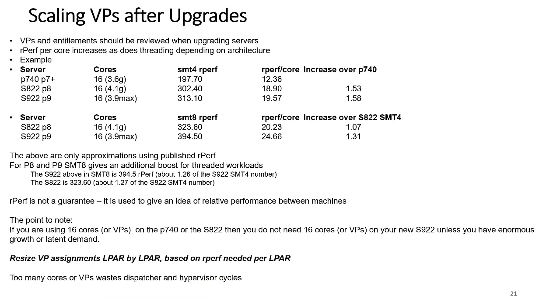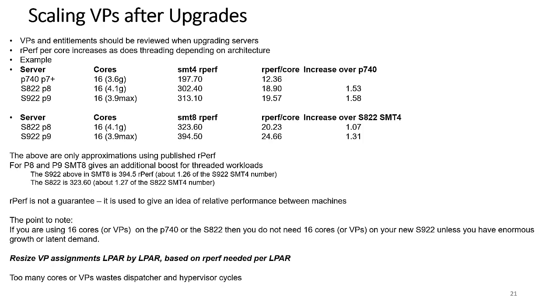Now, after you upgrade a server, that's when you really want to pay attention to your VPs and entitlements. If I look at the RPerf per core, and then I look at the server that I'm going to, I may see that actually this server is going to require many fewer cores for this particular LPAR. So as an example, if I'm running a P740 or even an 822 with 16 cores or 16 VPs, and I go to a 922, I don't need anything like as many cores. I can probably get by with at least a couple of cores less.